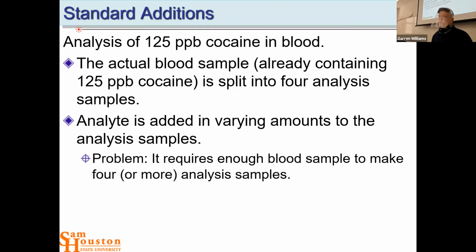The problem with this is it requires enough blood sample to make 4 or more analysis samples. And it's destructive in the sense that you're consuming it. If that's all the blood you have, it's gone. You can imagine that you have about 5 liters of blood in a person, so you might have quite a bit of blood, but you might not have a problem with urine or blood, whereas for something like the vitreous fluid in the eye, you might not have enough for a standard additions set of samples. But if you're dealing with GC and you're dealing with microliters, maybe you will.